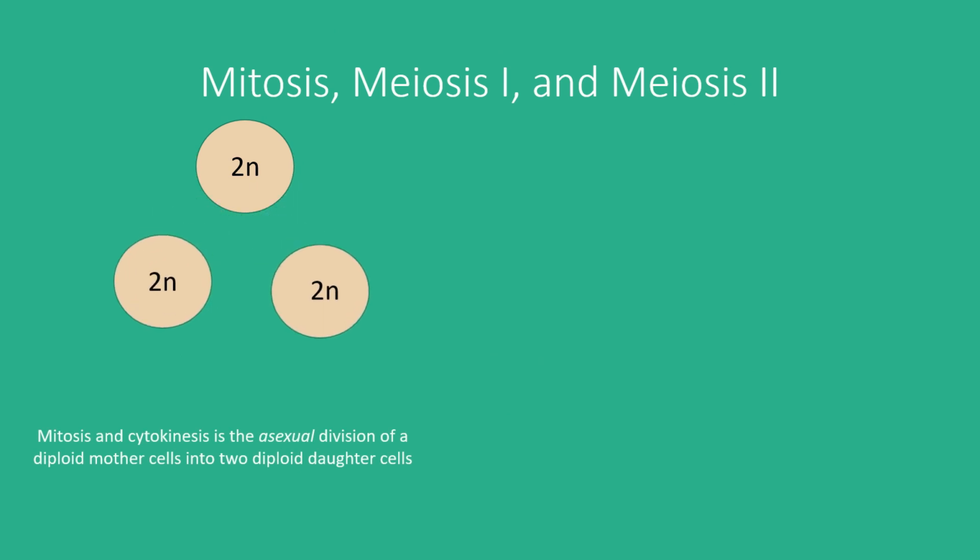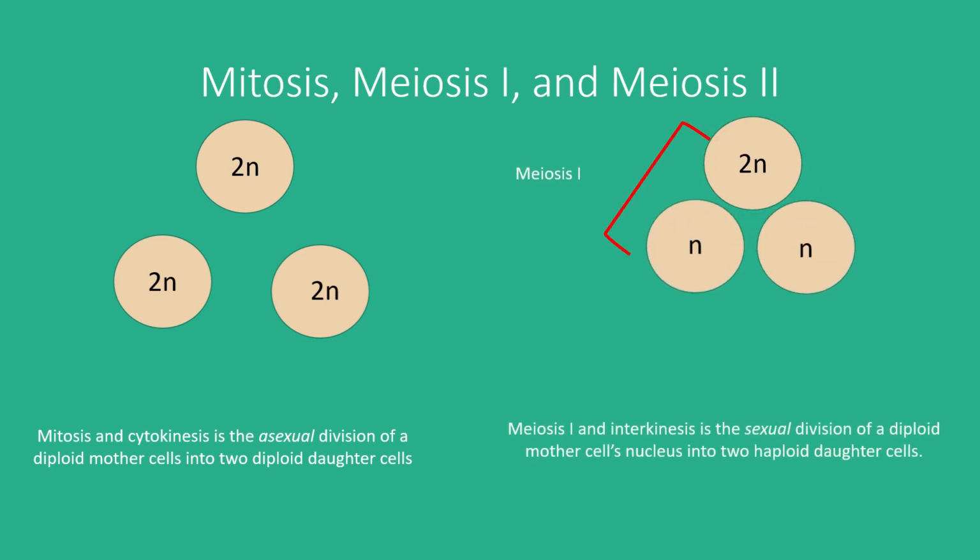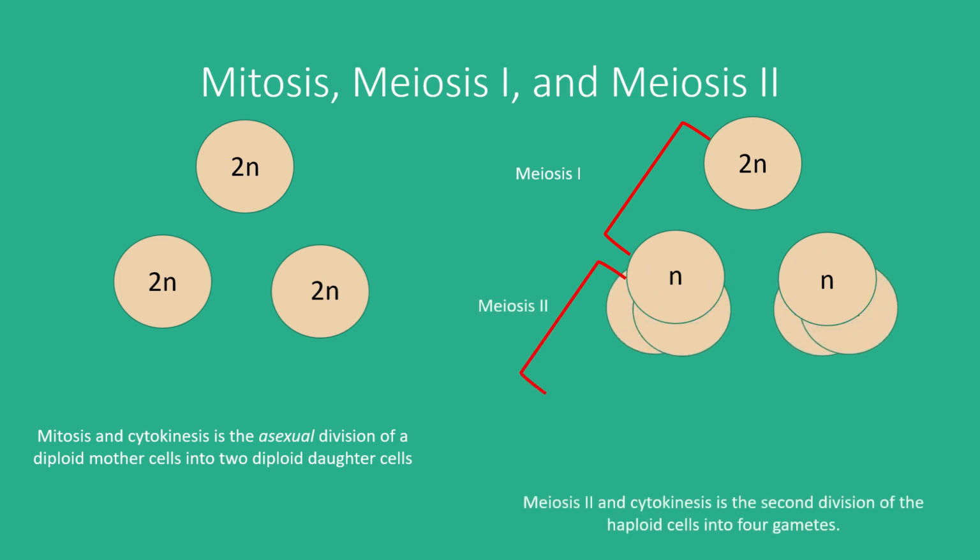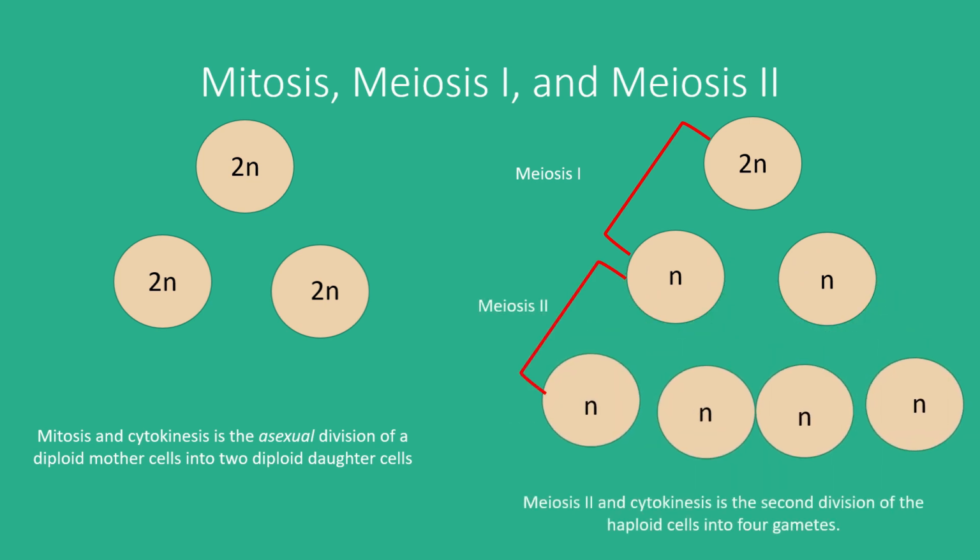So mitosis, as discussed previously, is a form of asexual division of somatic cells in which the diploid mother cell produces two genetically identical diploid daughter cells. Meiosis is a form of sexual division of gametes which takes place in two steps. Meiosis I is the division of a diploid mother cell's nucleus into two haploid daughter cells. Meiosis II and cytokinesis is the second division of haploid cells into four separate gametes, either sperm or egg.